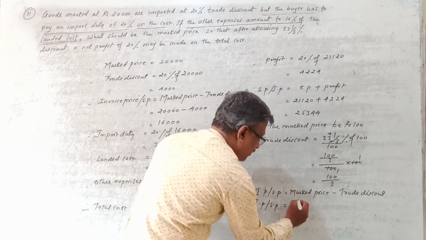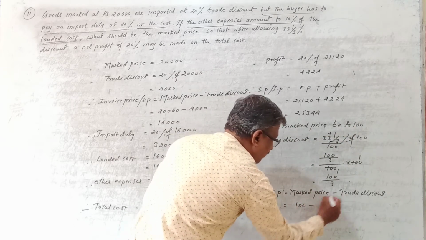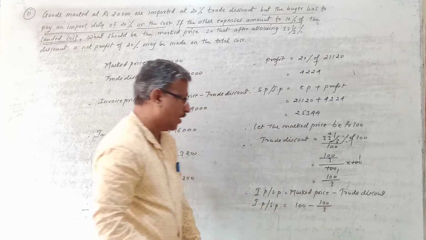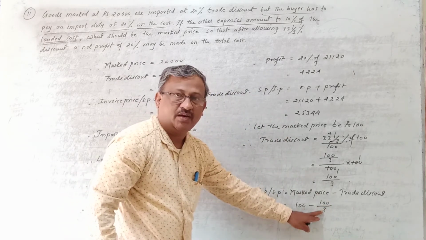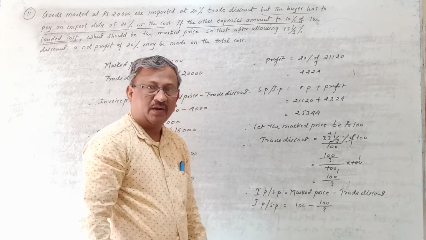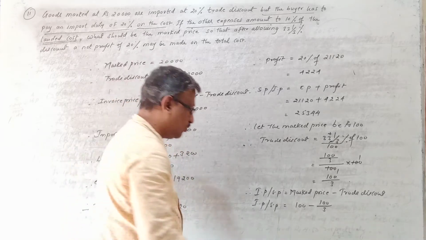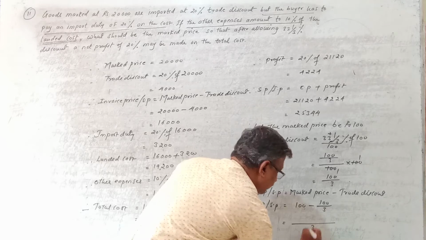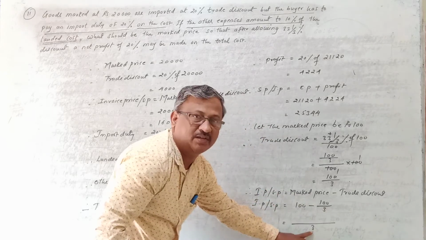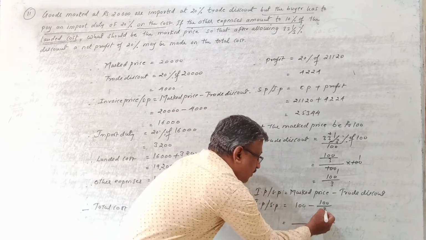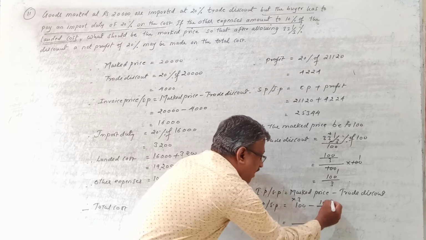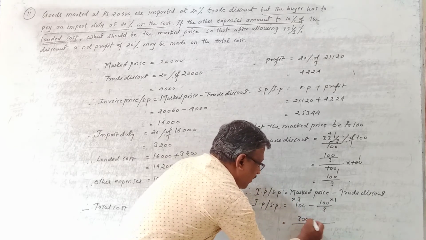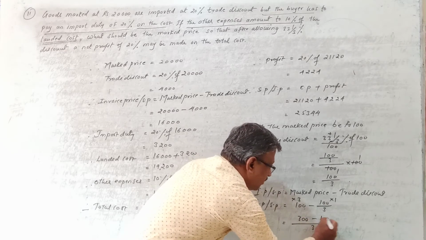Invoice price or selling price is equal to, what is the mark price we have assumed here? 100 minus trade discount, which we have calculated as 100 upon 3. So from 100 you have to minus 100 upon 3. Directly we cannot minus, so you have to calculate the LCM. I will take LCM as 3 here, and do the cross multiplication. Multiply here by this 3 and here by this 1. 3 into 100 you will get 300, minus 100 into 1 you will get 100.